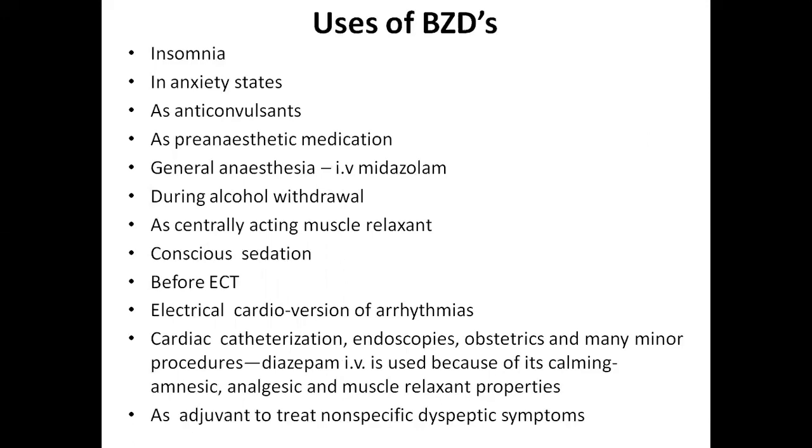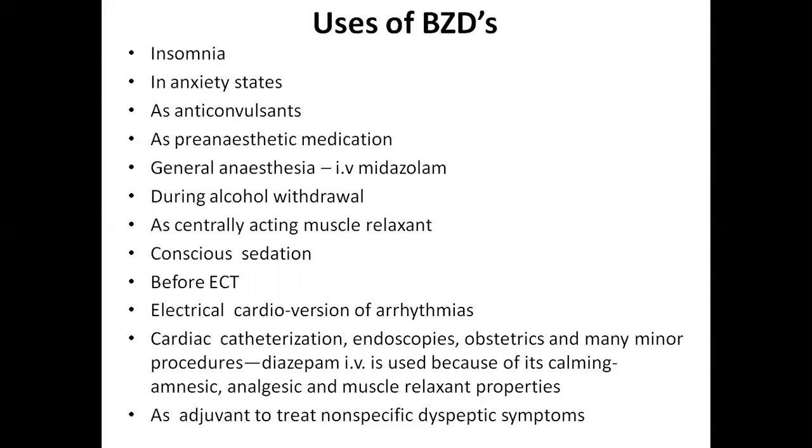What are the uses of benzodiazepines? Mainly, they are used as hypnotic agents, that means in case of insomnia. Insomnia is the state where the patient doesn't have sleep during night time. So it is used as a hypnotic agent in the treatment of insomnia. It is used as an anti-anxiety drug in the treatment of anxiety states like generalized anxiety disorder. Or, as a pre-anesthetic medication, it is used even to reduce the anxiety.